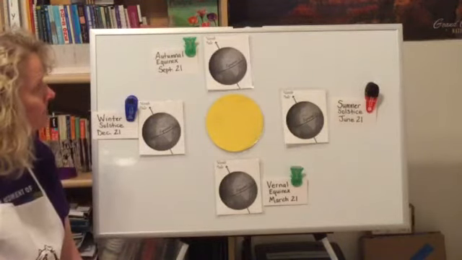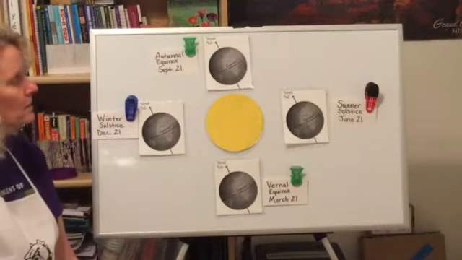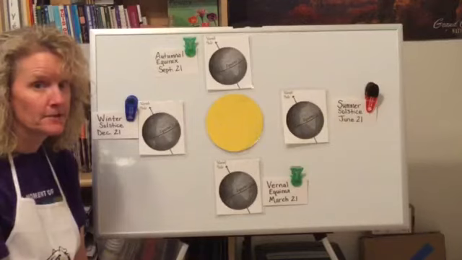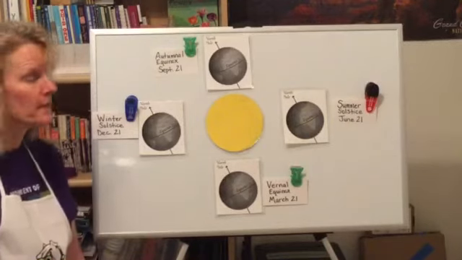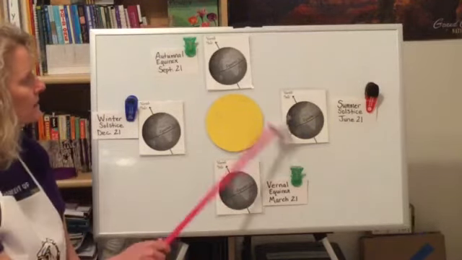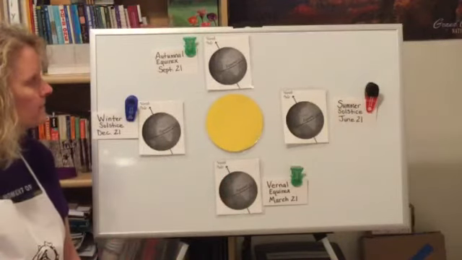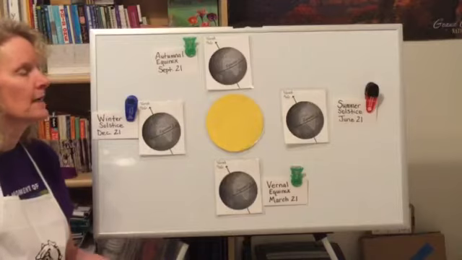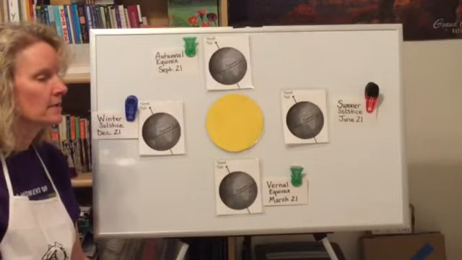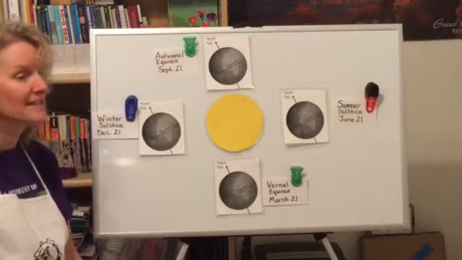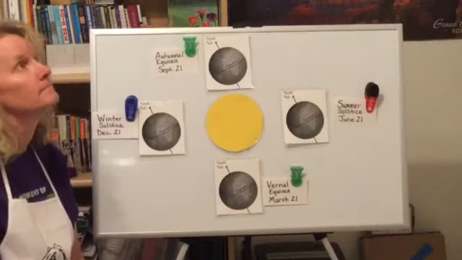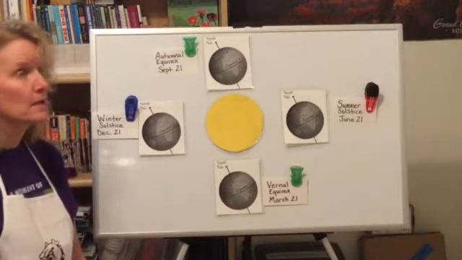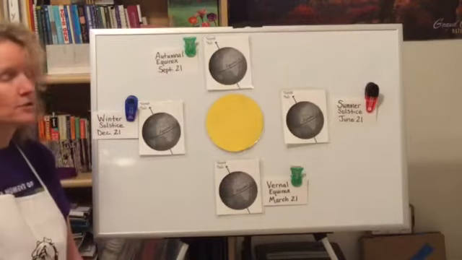And I want you to remember that we have 12 months in a year, right? January through December is 12 months. We have 4 seasons, 1, 2, 3, 4. So if there are 12 months in a year and there are 4 seasons in a year, how long does each season last? 12 divided by 4 is 3. So each season lasts 3 months.